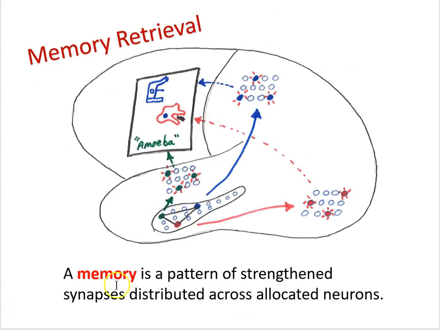But what is a memory then? A memory is a pattern of strengthened synapses distributed across allocated neurons. And to successfully retrieve a memory then, what we've got to do is to reactivate those allocated neurons, the same neurons that were activated during the initial learning event. So we're trying to recreate a pattern of brain activity that occurred during the learning event. And if we're successful, we will load up that information into our working memory and enjoy a conscious experience of memory retrieval.